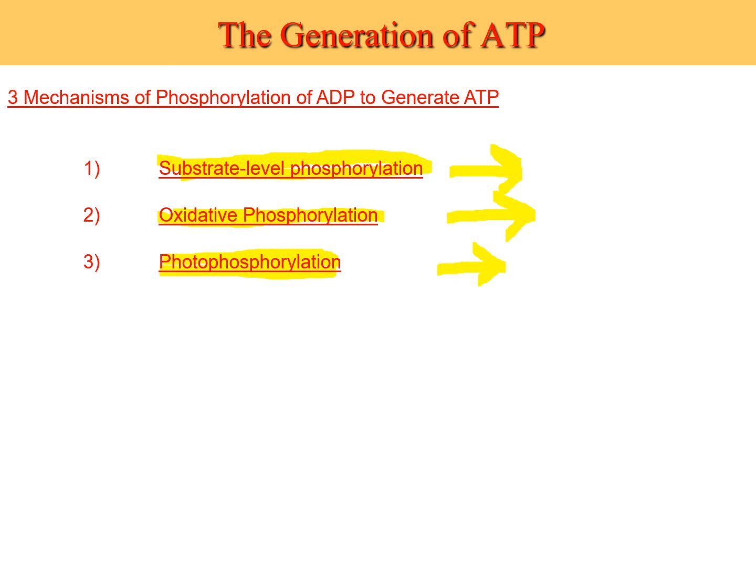We're not going to talk an awful lot about photophosphorylation because it's not that important in bacterial metabolism at all. There are a few bacteria that can carry out photophosphorylation, like blue-green algae, for example. It's called blue-green algae, but it's not an algae, it's a bacteria.